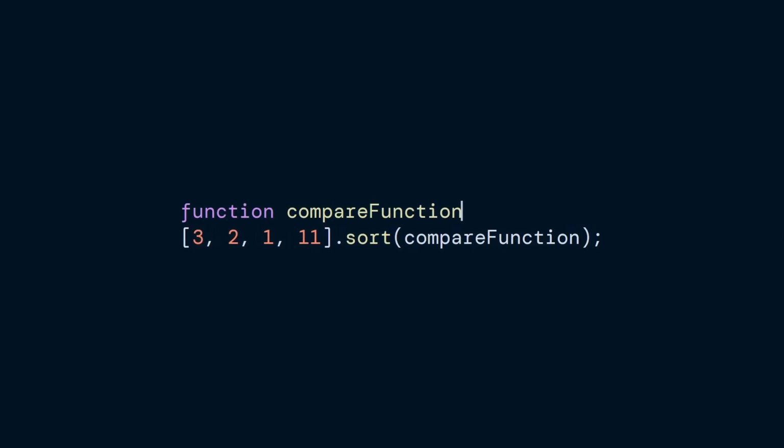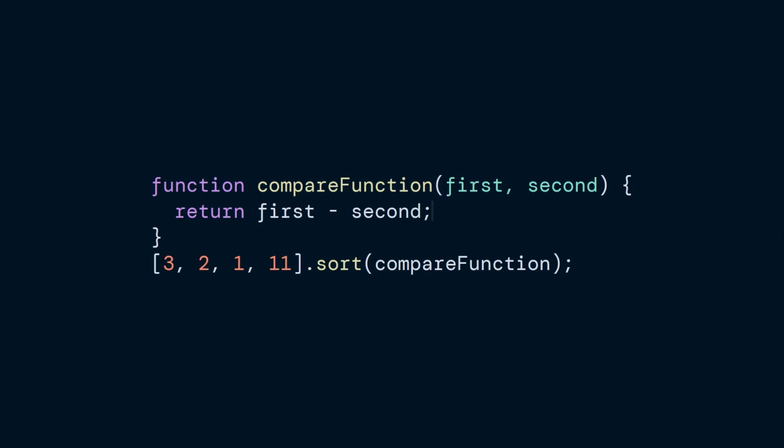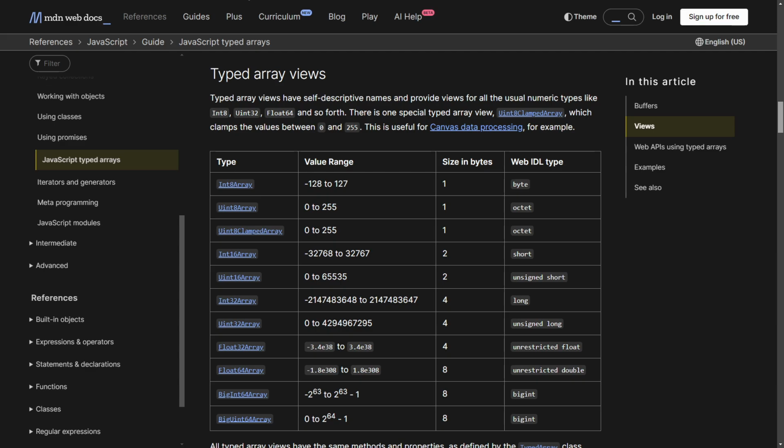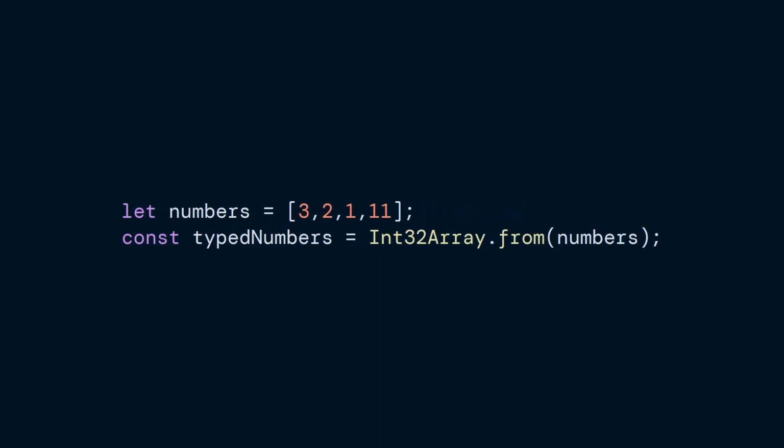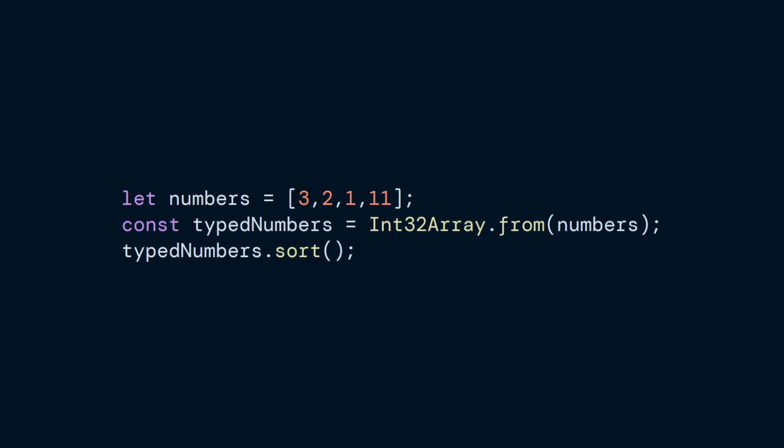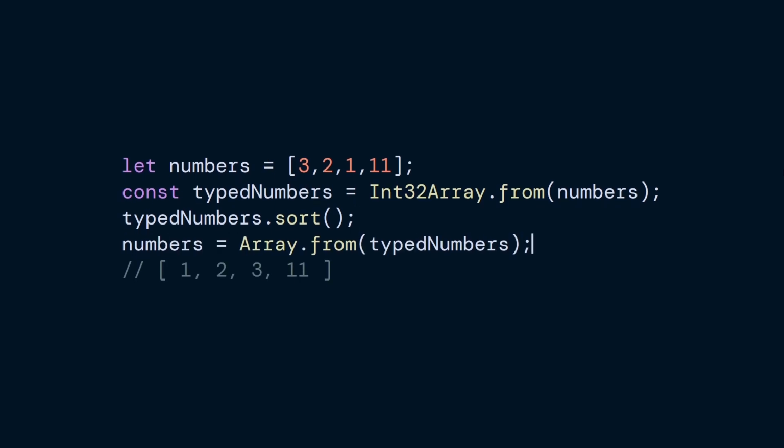Okay, so now that we know how to sort strings, let's take a look at numbers. If we have an array of numbers, a very simple compare function will do the job, as we've seen before. However, if you want to get maximum performance out of your code, you can use a typed array. Typed arrays allow us to treat data inside them as numbers of a specific type, and just like normal arrays, they have a built-in sort method. So first we need to convert our normal array of numbers into a typed array, then we call a sort method on it, and then we convert it back into a normal array.